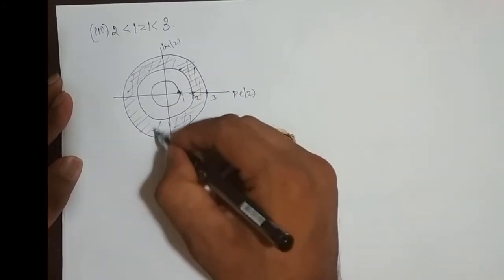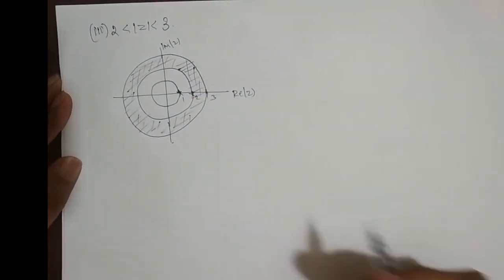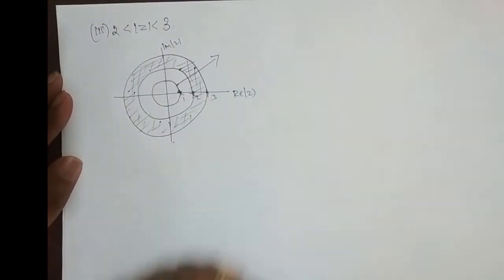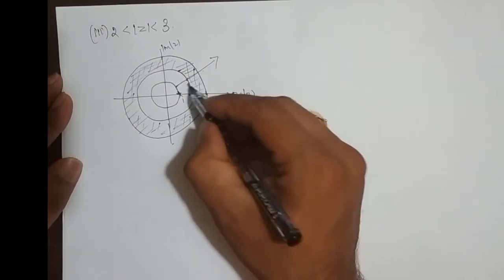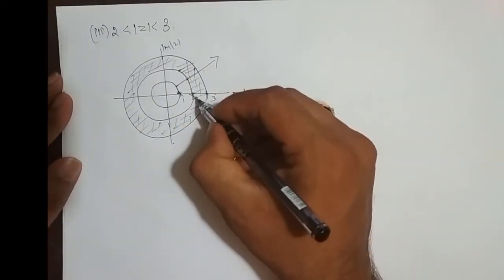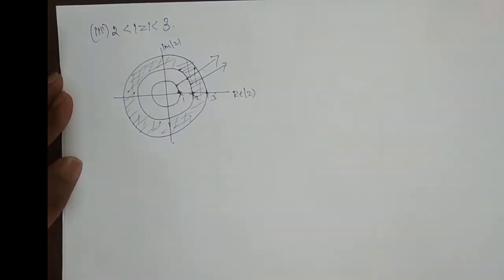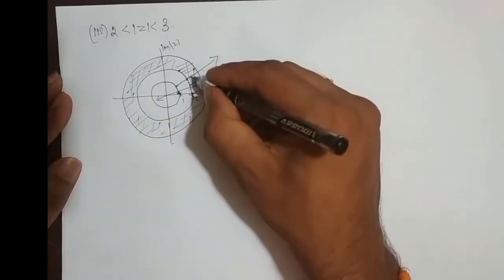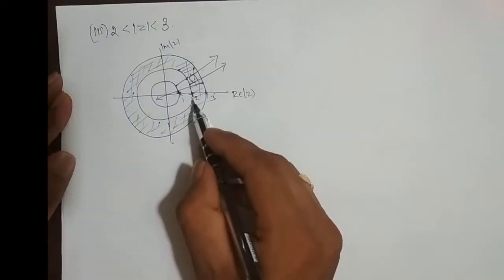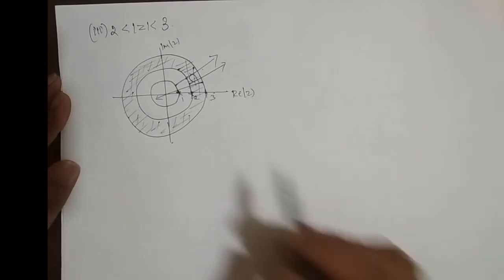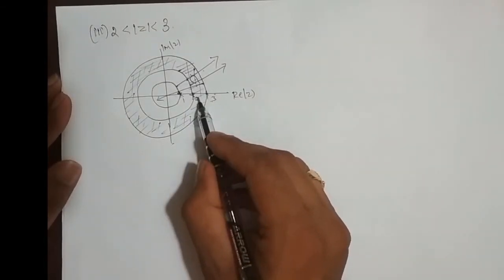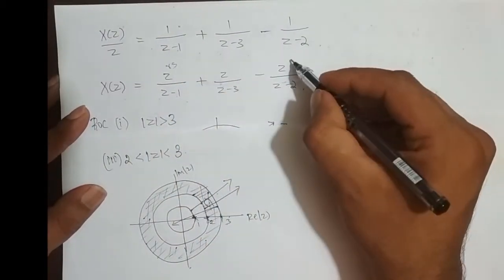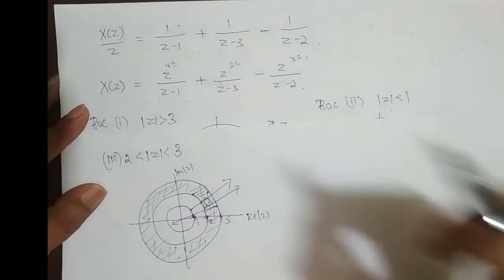If that is the case, which sequences are left sided and which are right sided? The sequence corresponding to pole 1 should be right sided, so that the ROC will intersect between 2 and 3. The sequence corresponding to pole 2 should be right sided, and the sequence corresponding to pole 3 should be left sided, so that all the three ROCs will intersect in between pole 2 and 3. So 1 and 2 should be right sided and 3 should be left sided.